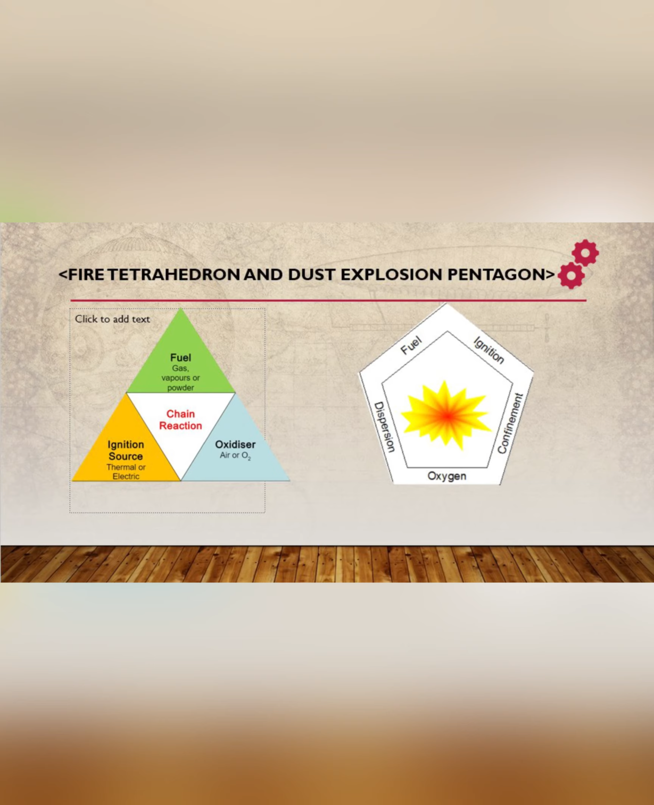These two are the fire tetrahedron and dust explosion pentagon figures. So let me explain to you how this happens. When oxidizer is mixed with fuel and an ignition source such as thermal or electric, an explosion may occur. The same goes with the explosion pentagon. When oxygen is mixed with confinement, ignition, fuel and dispersion, an explosion may also occur.